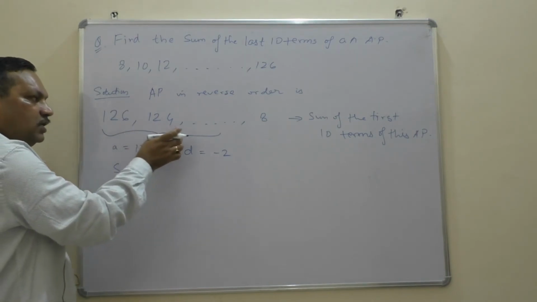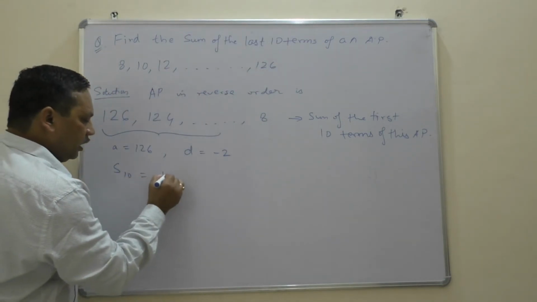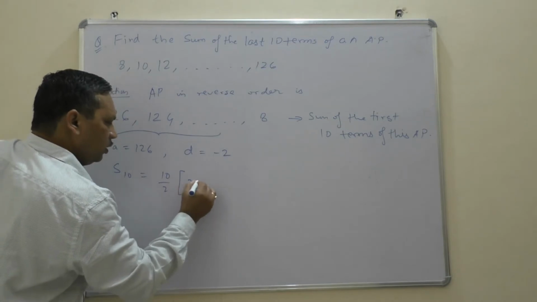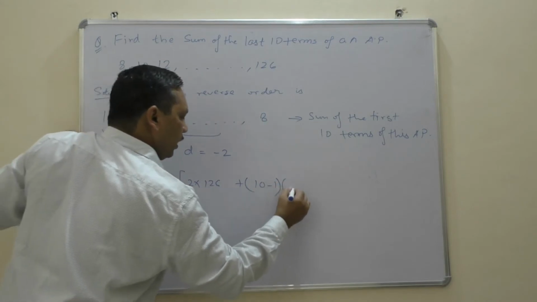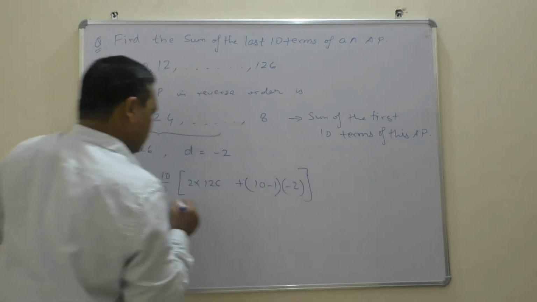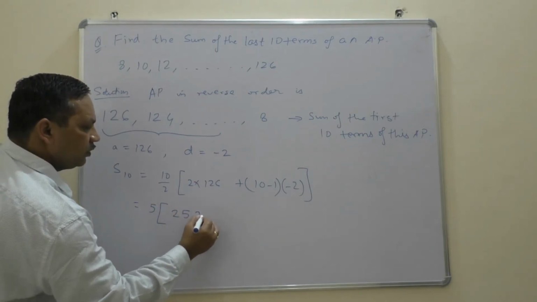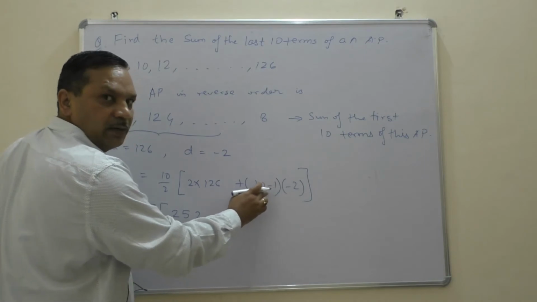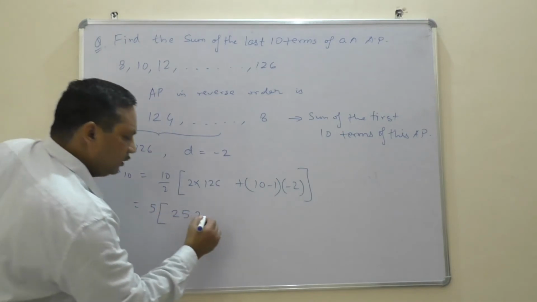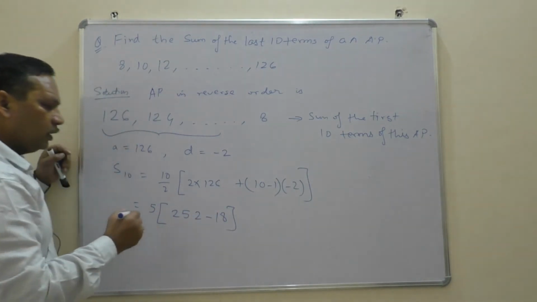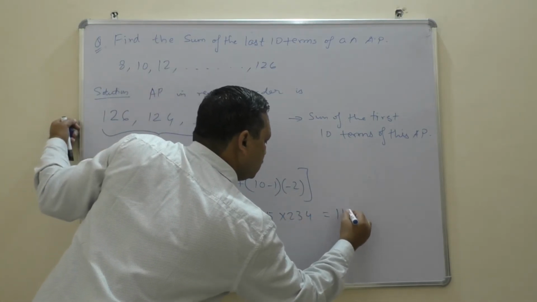The sum of the first 10 terms of this AP will be 10 by 2 into 2A plus n minus 1 into D, that is 2 into 126 plus 10 minus 1 into minus 2. Clear? So 10 by 2 is 5, 2 into 126 is 252, 10 minus 1 is 9, 9 into minus 2 is minus 18. So 5 multiplied by 234, which is 1170.